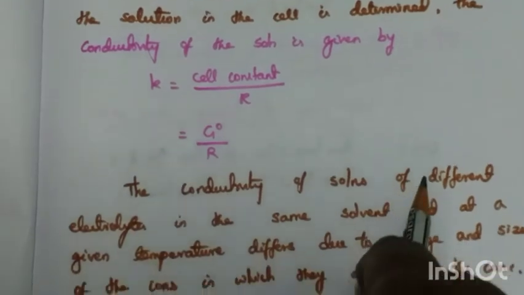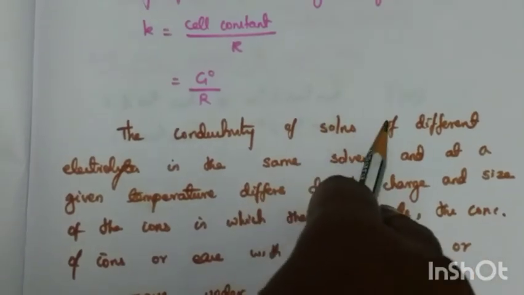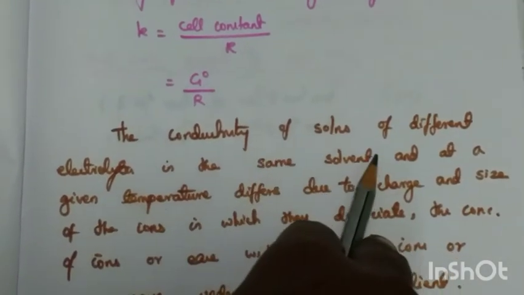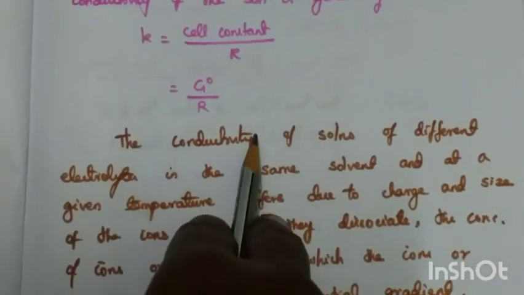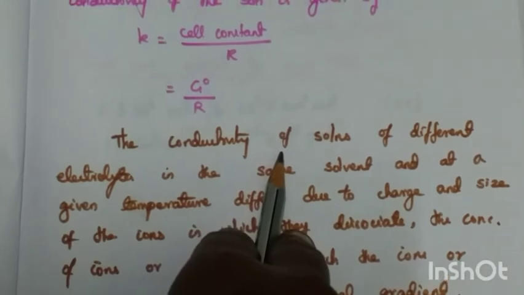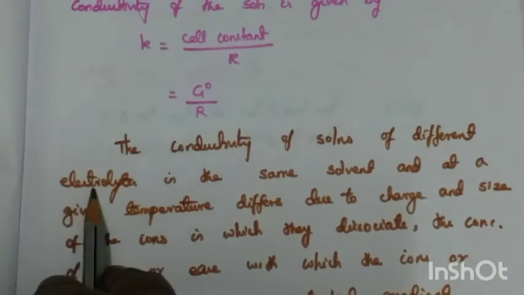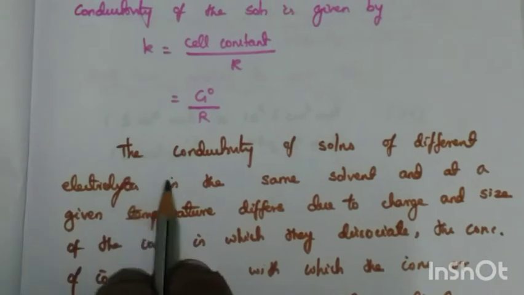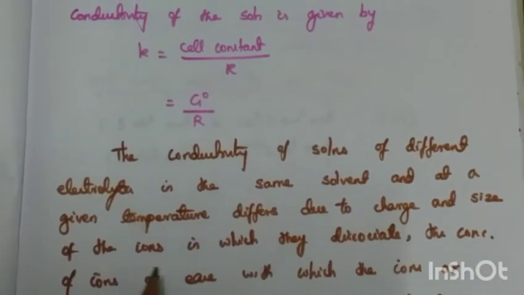Now, the conductivity of the solutions of different electrolytes in the same solvent. Different electrolytes like NaCl, KNO3, KCl are all dissolved in water. What is an electrolyte? It has a tendency to dissociate completely into ions, and at a given temperature its conductivity differs due to the charge and the size of the ions.